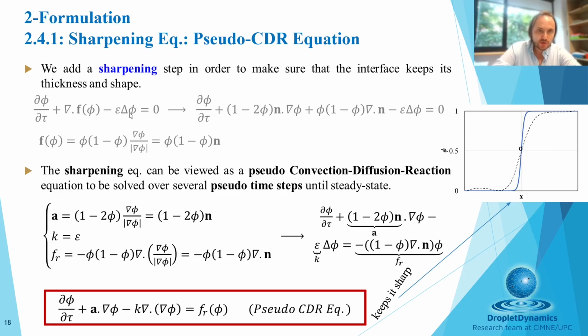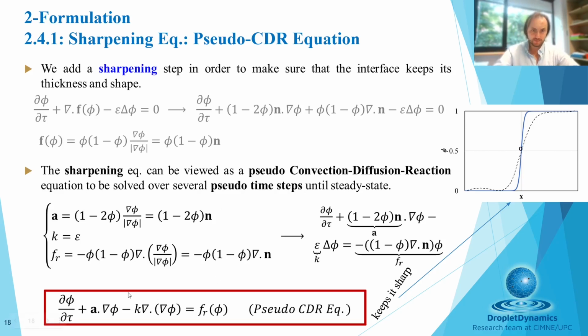This equation you see over here has also a diffusive term, which is added there for numerical purposes to ensure the stability. This equation, if you play around with it a little bit, you can separate it in several terms, and it can be viewed as a pseudo-convection diffusion reaction equation. So this sharpening equation is a pseudo-convection diffusion reaction equation, has the shape of convection diffusion reaction, but these terms don't have the physical meaning of convection, diffusion and reaction.